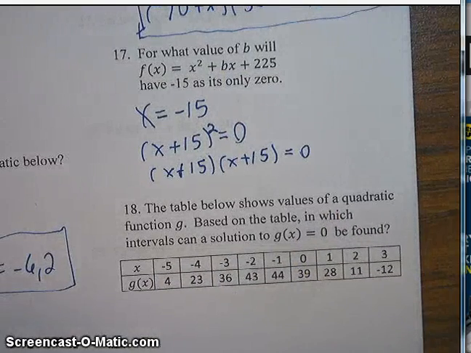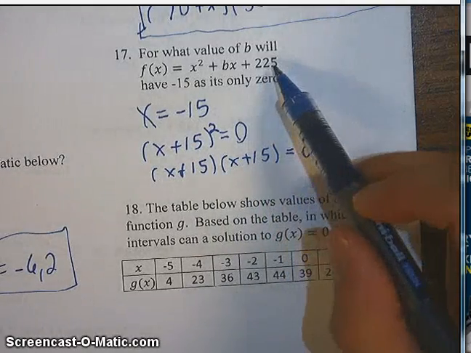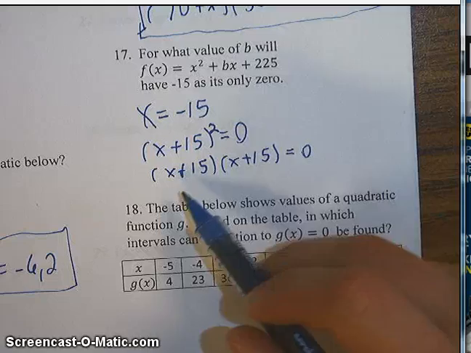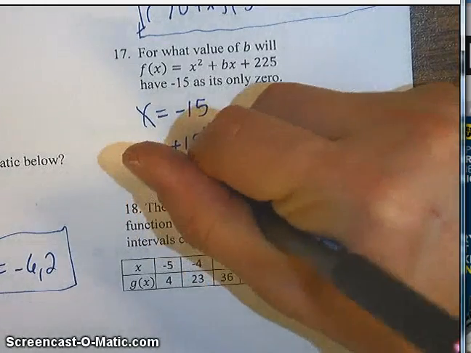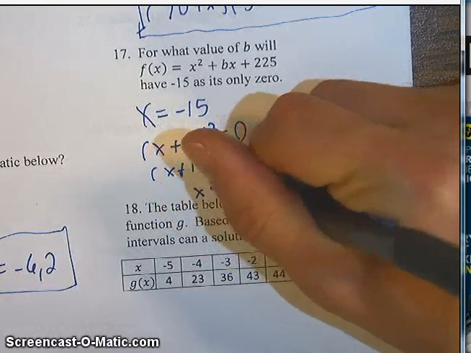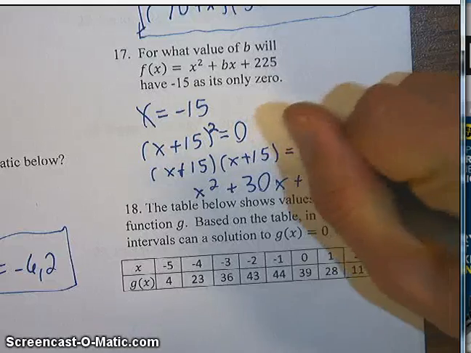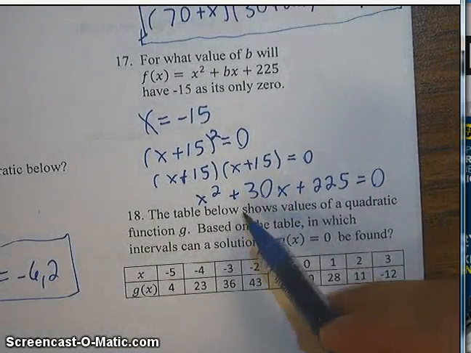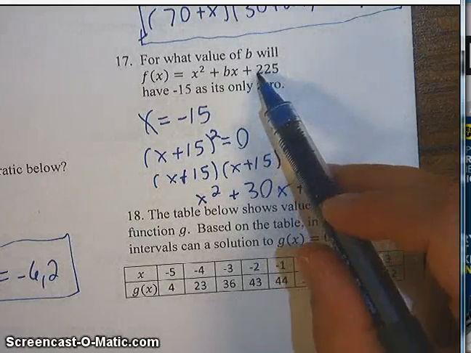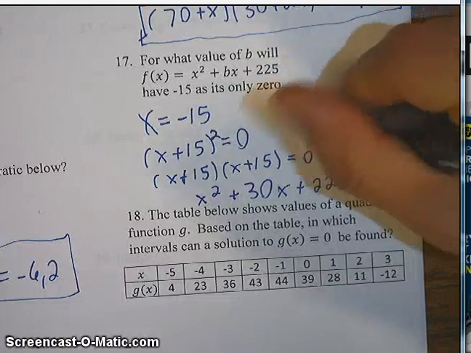Now, in order to get my equation to look like this equation, I'm going to need to either use the box method or FOIL this thing out. I'm going to FOIL it out, and I'm going to get x squared plus 30x plus 225 equals 0. And now my equation looks an awful lot like that equation, and I know that the value of b must equal 30.